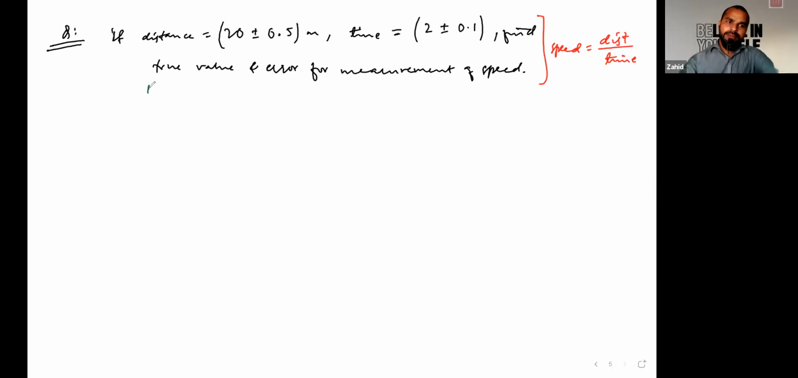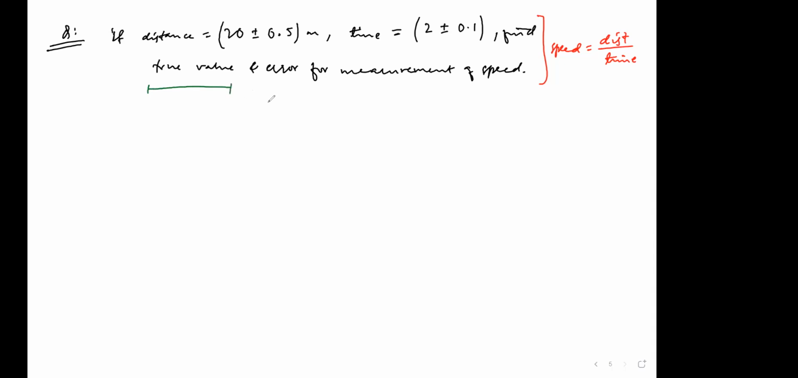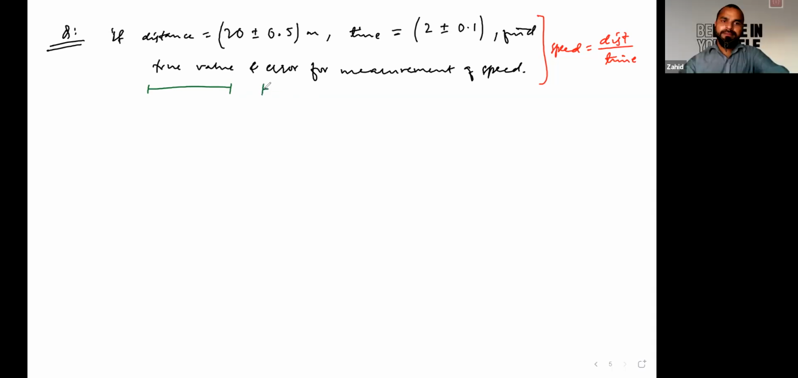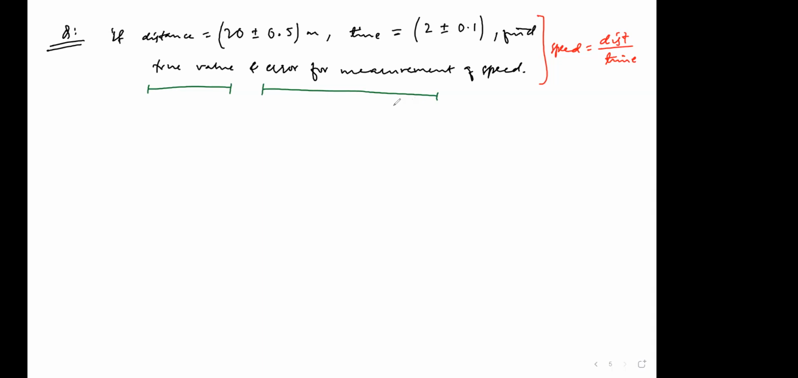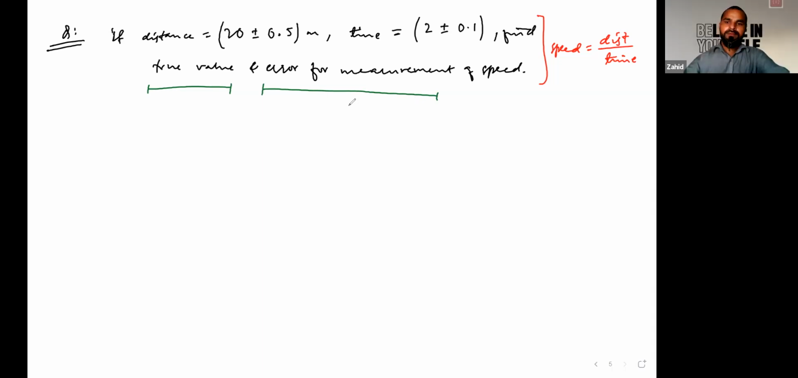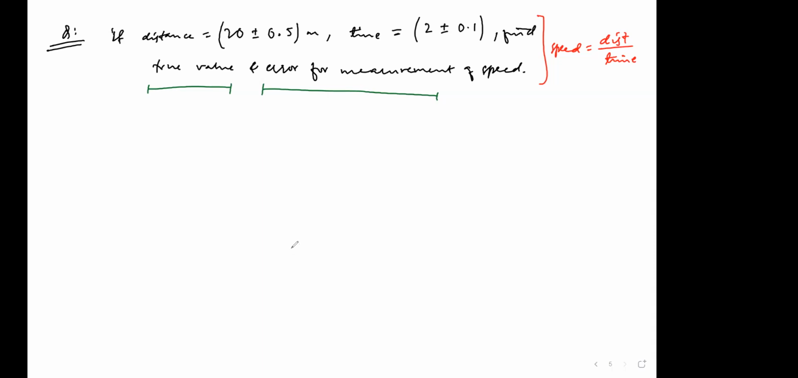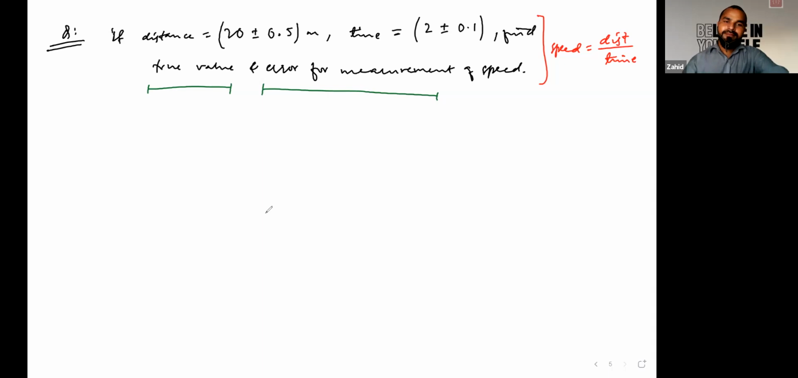Tell me your answer about the true value. R is equal to 10. Good. And the error part? And error is equal to 0.75. Okay. Hamza? Yes, sir. I received the same true value, but the error part I didn't get the same.